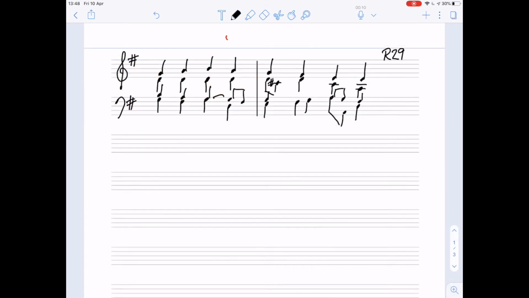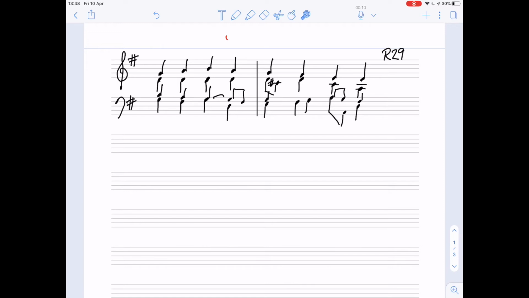So here we have an example of Bach taken from Riemenschneider number 29, if you want to have a look at it. The first thing we're going to do is have a look at where we've come from and where we're going to. I want us to look at the key signature. It's either indicating G major or E minor.